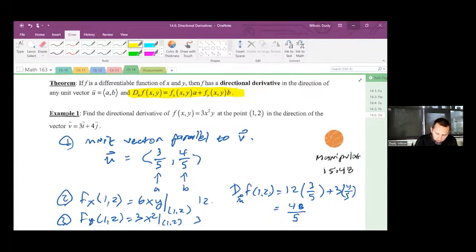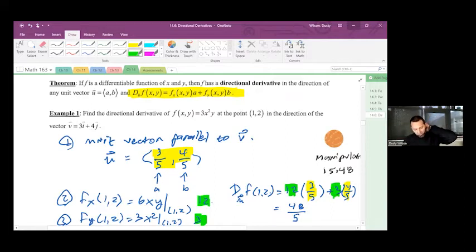Okay, let me make sure you're seeing your colors. So the 3/5 and 4/5, that's showing up here. That's your a and your b. And the fx being 12 is here. The fy being 3, that's there.